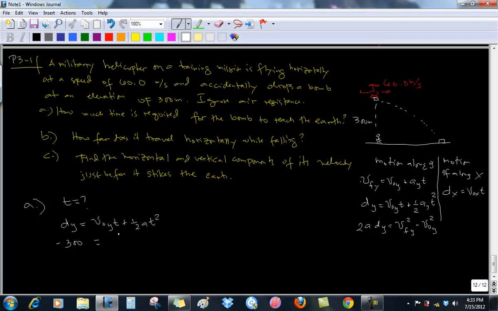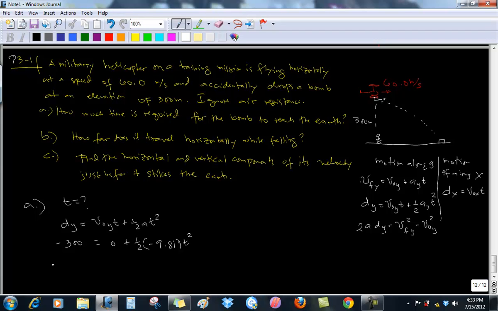About Voy. What is Voy? Well, since the projectile is only given a horizontal initial velocity, therefore Voy will be 0. 0 plus 1/2. What is A? Since the projectile is always pulled by gravity downward, that means A will be negative 9.81 meters per second squared, times time squared.